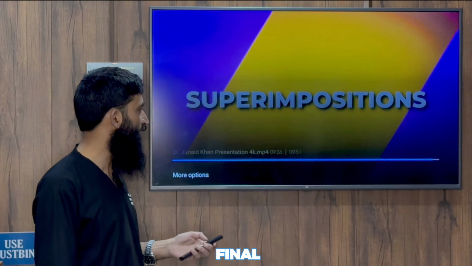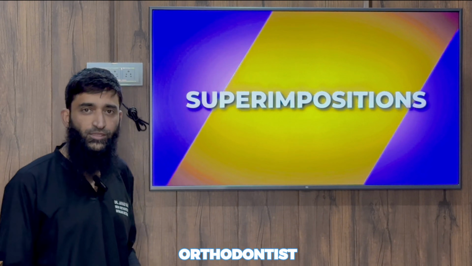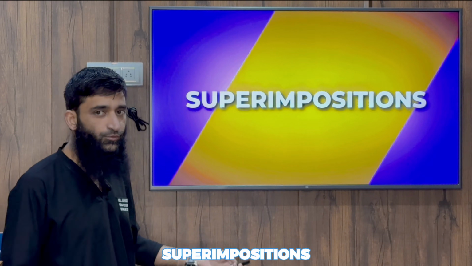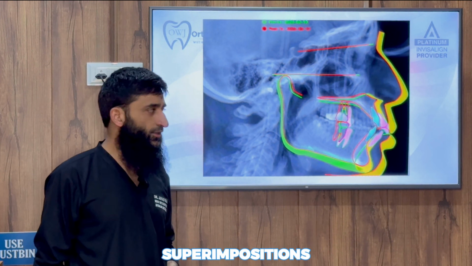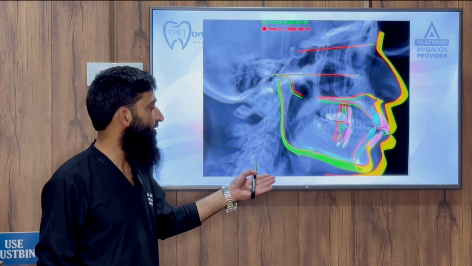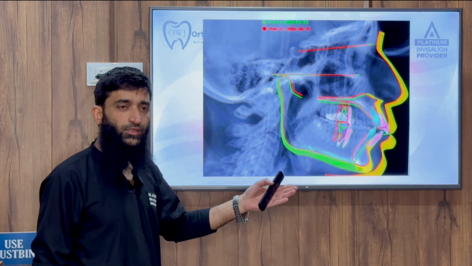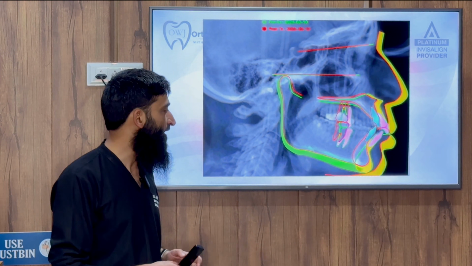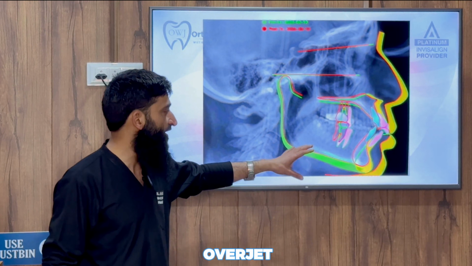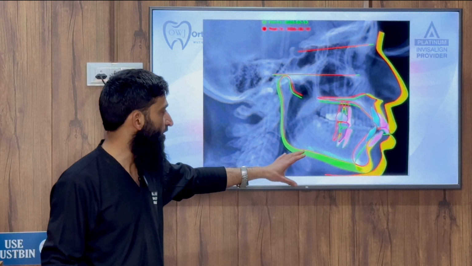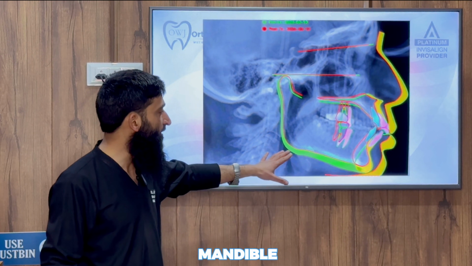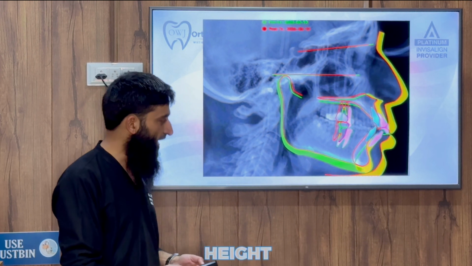Now coming on to our final test. This is the final test for an orthodontist, even in postgraduate examination. This is the test where he needs to pass for the superimpositions. Now regarding the superimpositions, we can clearly see that the upper incisors have been retracted. Lower incisor, there is lingual dumping of the lower incisor. There is a proper overjet and overbite in the final position of incisors and molar, and also the mandible and the increased facial height.